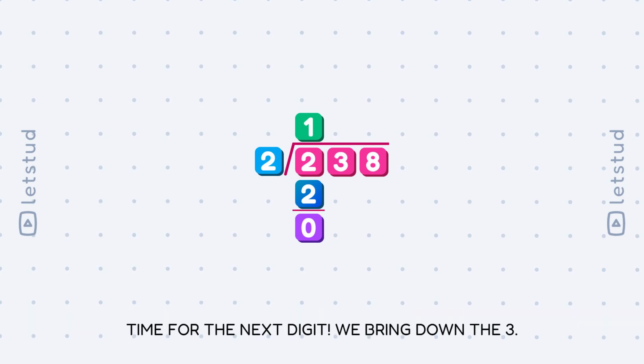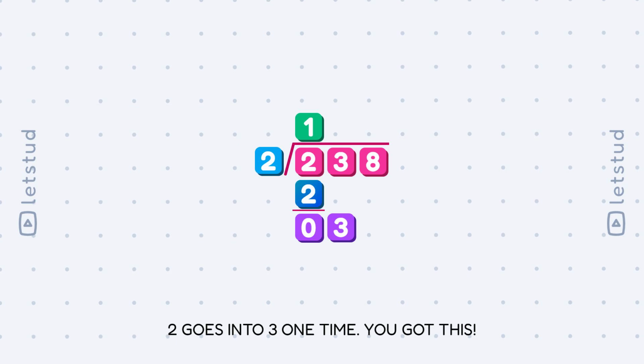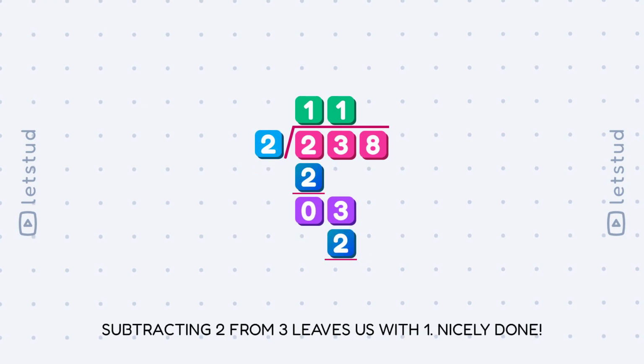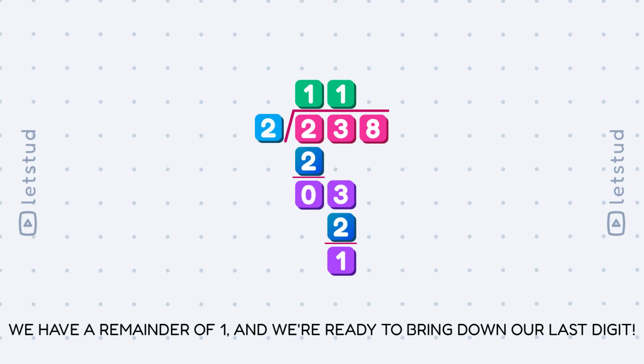Time for the next digit, we bring down the 3. We have 3, and we need to see how many times 2 fits into it. 2 goes into 3 1 time, you got this. Let's multiply. 1 times 2 equals 2. Subtracting 2 from 3 leaves us with 1, nicely done. You're crushing it, just one more step. We have a remainder of 1, and we're ready to bring down our last digit.